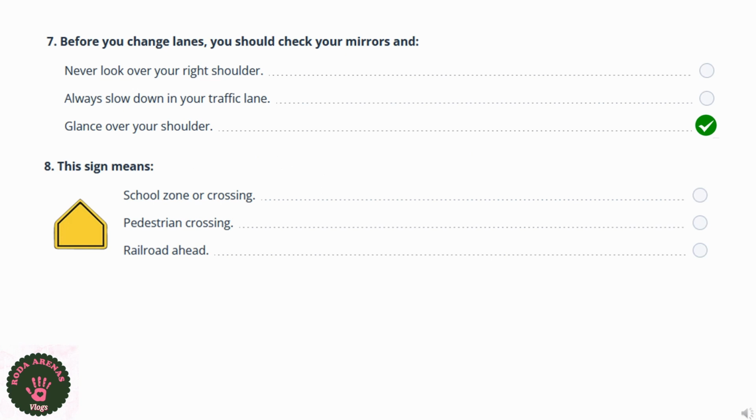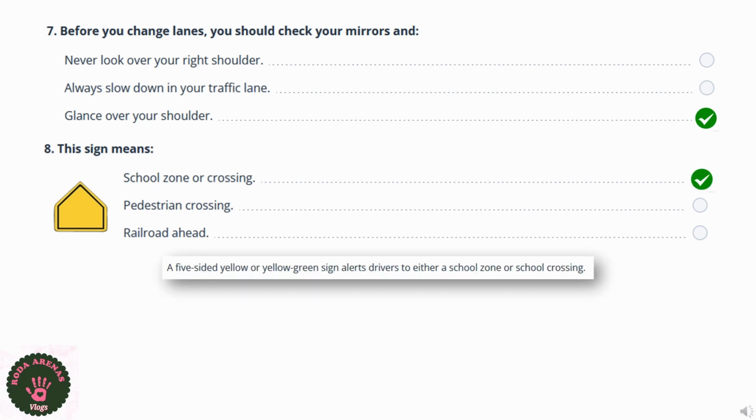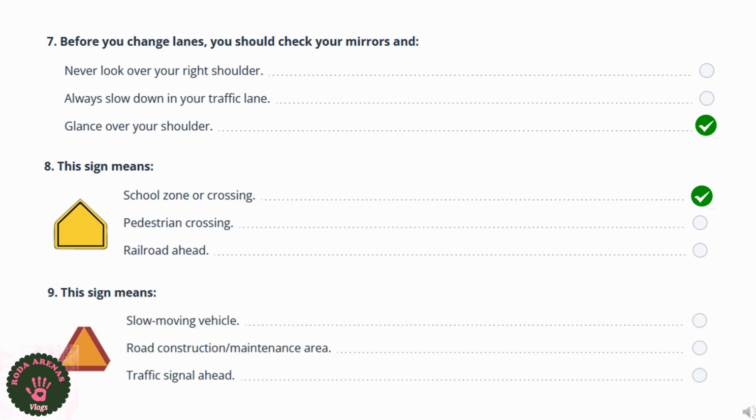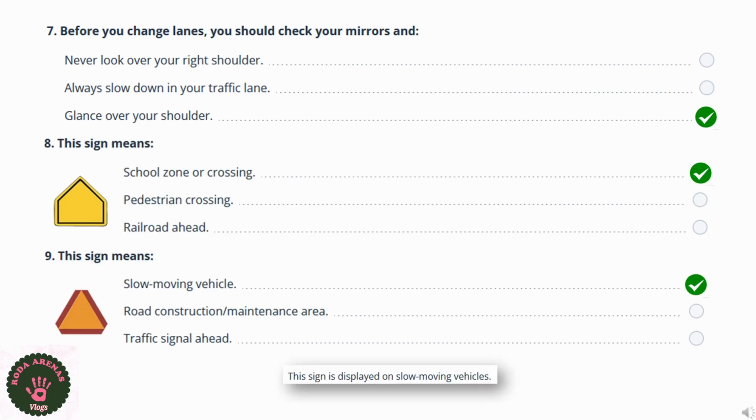This sign means school zone or crossing, pedestrian crossing, railroad ahead. The correct answer is school zone or crossing. This sign means slow moving vehicle, road construction maintenance area, traffic signal ahead. The correct answer is slow moving vehicle.